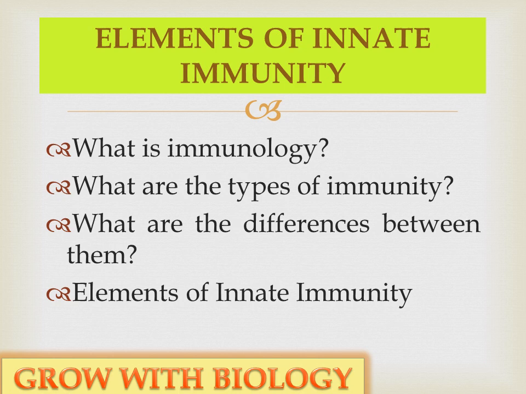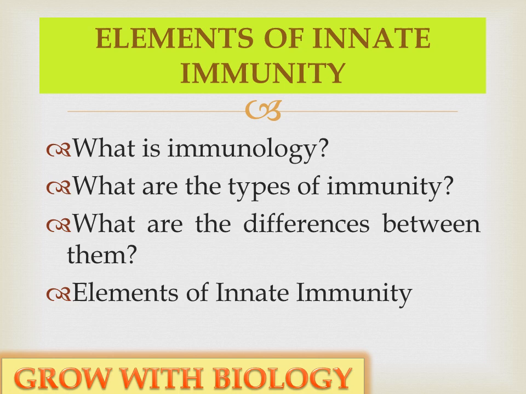Now, what are the types of immunity we have? We have basically two types. One is what we have from our birth, that is innate immunity, and the second type is what we gain after an infection, that is adaptive or acquired immunity. So it is basically two types, innate and acquired immunity.